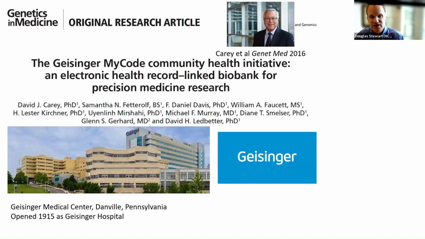So we've been interested in genomic ascertainment for a number of years and have worked with Geisinger. This paper here from Genetics in Medicine, from almost 10 years ago, was written by the lead author, David Carey, who's illustrated there, when they had put together, as the title says, an EHR-linked biobank for precision medicine research. They teamed up with Regeneron and started sequencing their biobank on a large scale. This is headquartered at Geisinger Medical Center in Danville, Pennsylvania. It's north of Harrisburg by about an hour.